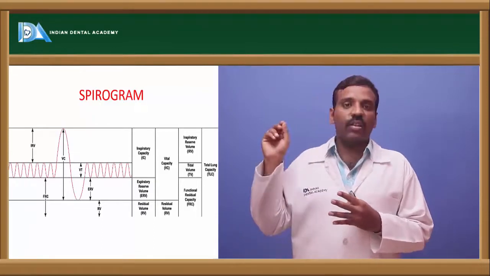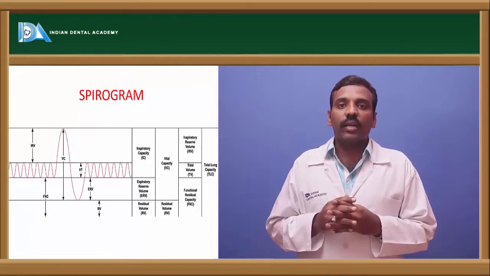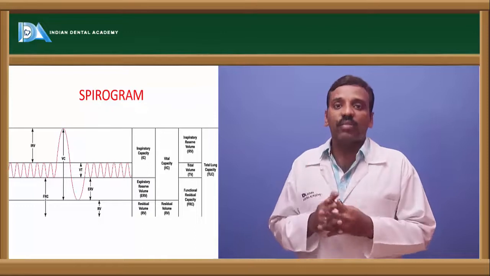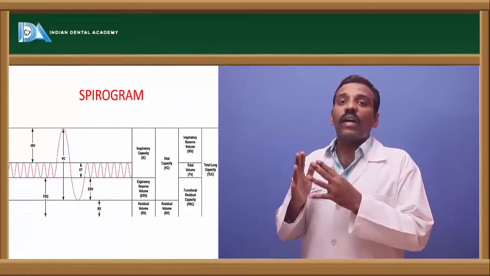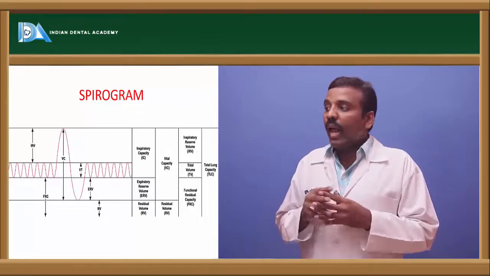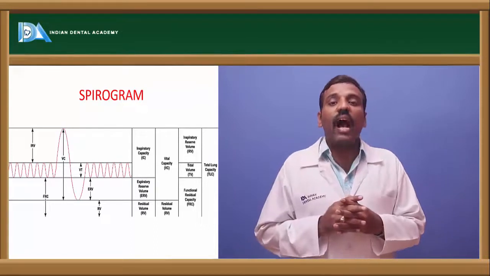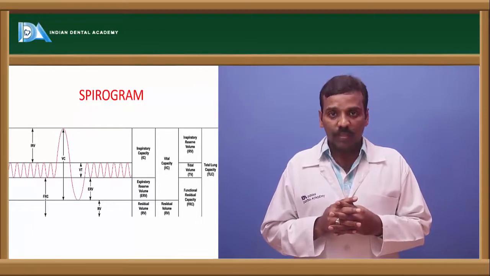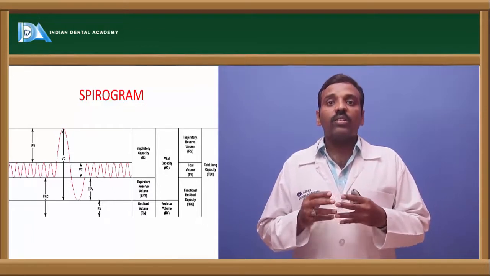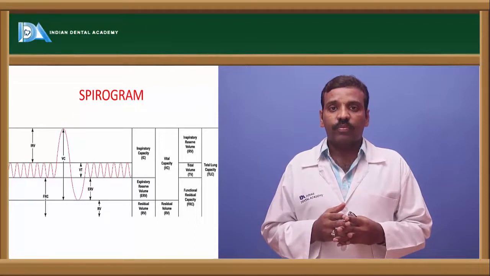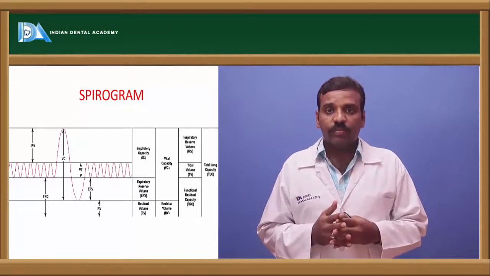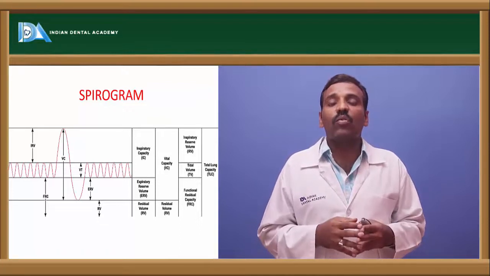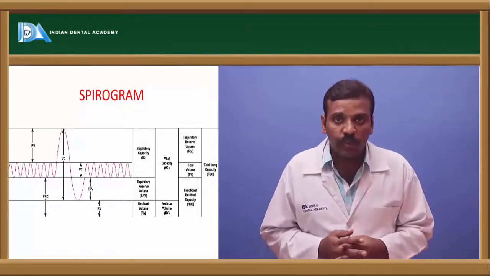VC, there is a VC. That is called vital capacity. Tidal volume plus IRV plus ERV is called vital capacity. And below that line there is RV, residual volume. We can't measure it. That is called residual volume, which remains in the lungs even after forceful expiration.